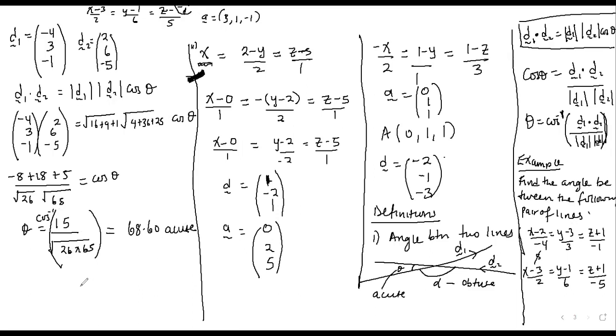Acute. Can you find for me the obtuse? Obtuse is 180 minus 68.60. So alpha will be 111.4, and you say this is obtuse.